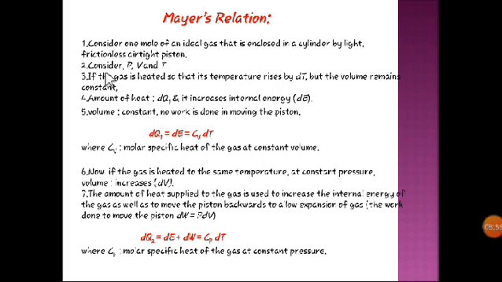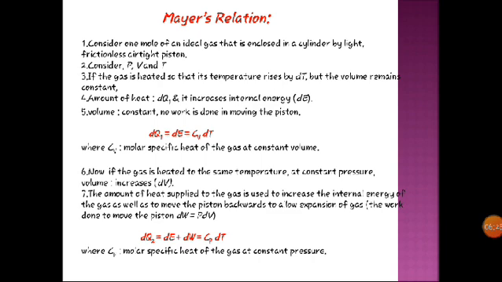First, consider 1 mole of ideal gas enclosed in a cylinder by a light, frictionless, airtight piston. By considering all three terms, which are pressure, volume, and temperature, we are going to see all the expressions. Now, if the gas is heated so that its temperature rises by dT, we are going to increase the temperature of this by dT.